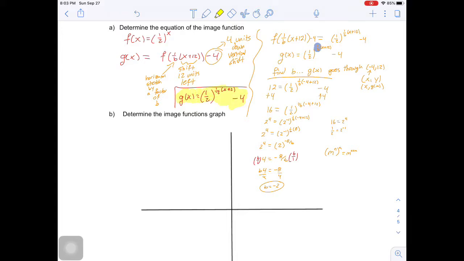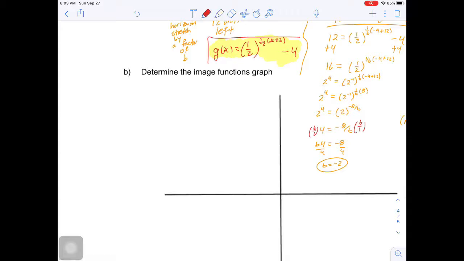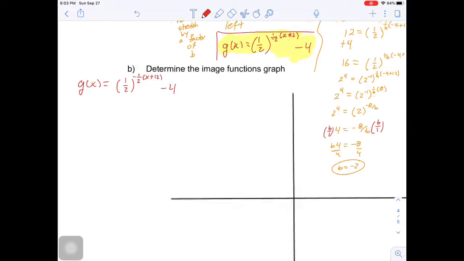Now, how can we determine the image of this function? So g of x here equals 1 over 2 to the power of negative 1 over 2, x plus 12, minus 4.